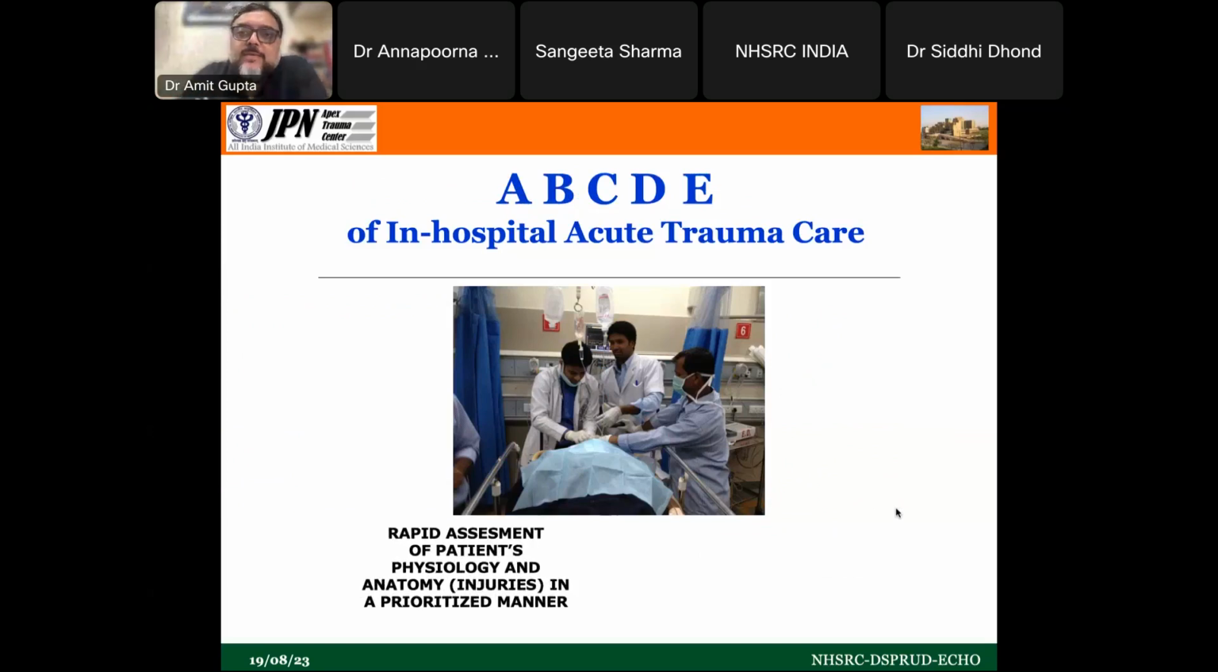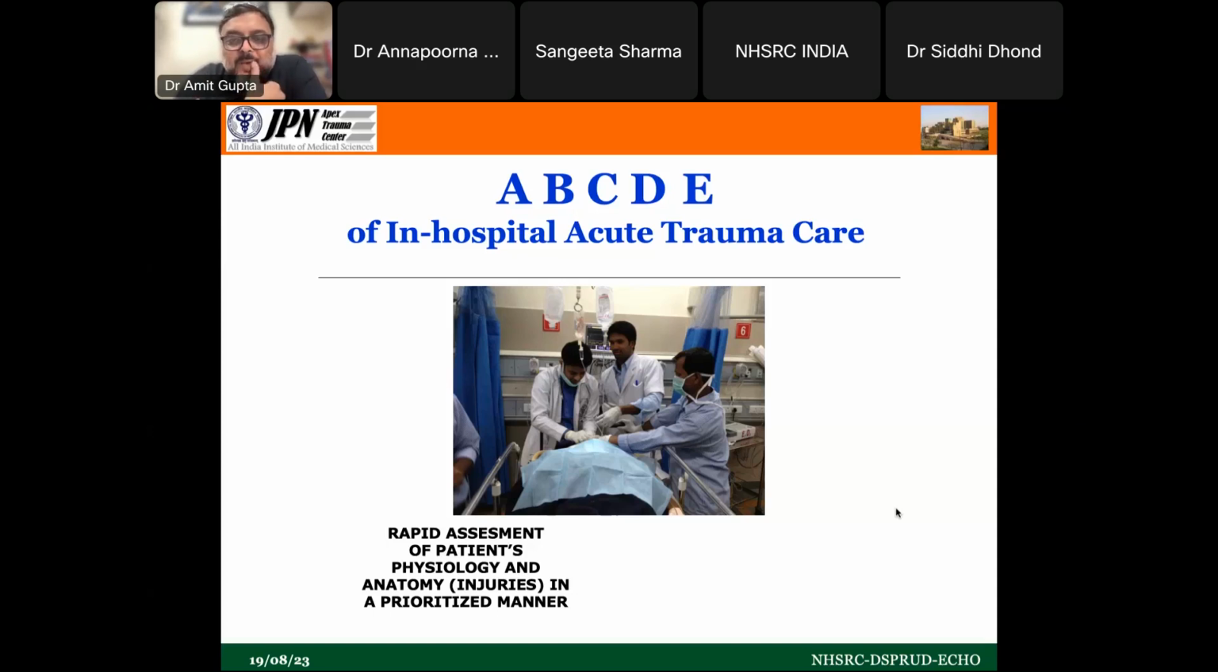It's known as the ABCDE of in-hospital acute trauma care. And here the ABCDE are slightly different from the ABCs of cardiac arrest or advanced cardiac life support. Here we assume that whoever is wheeled in is generally surviving and the heart is beating. Obviously, if you find that the heart is not beating, you will start the ACLS protocol of CPR and breathing. That's a different aspect. But generally, if the patient is conscious, you would continue with the ATLS protocol, or the ABCD of trauma.